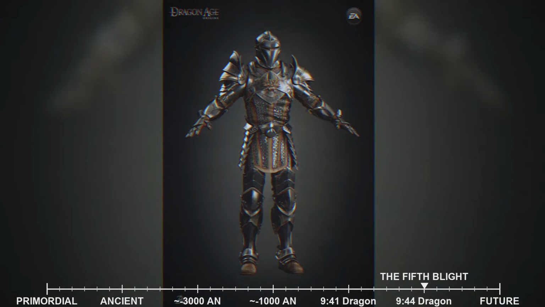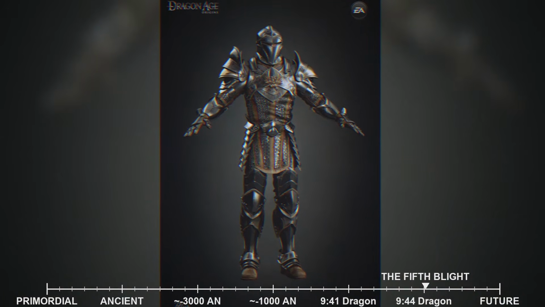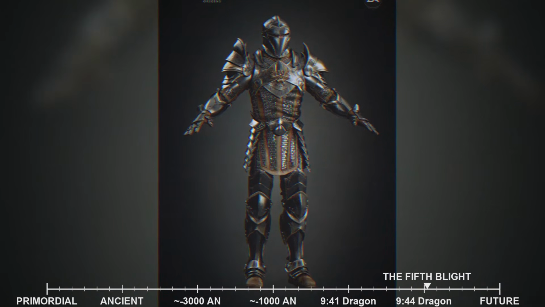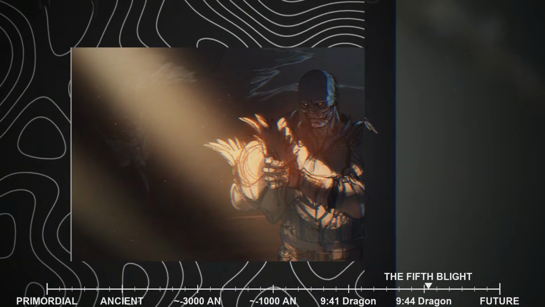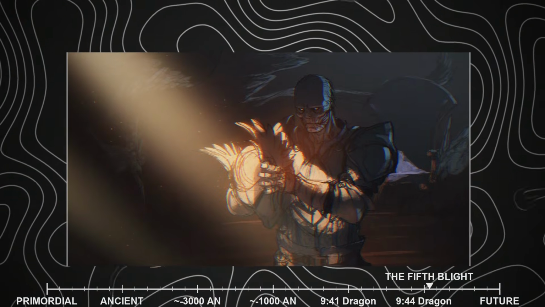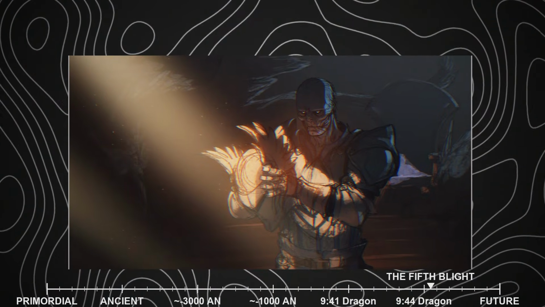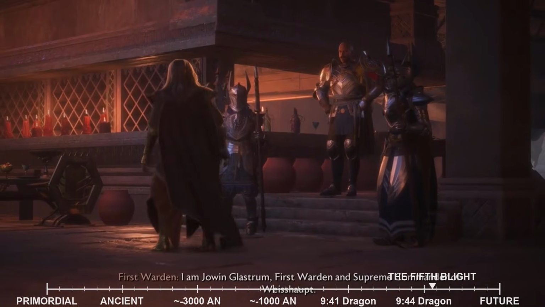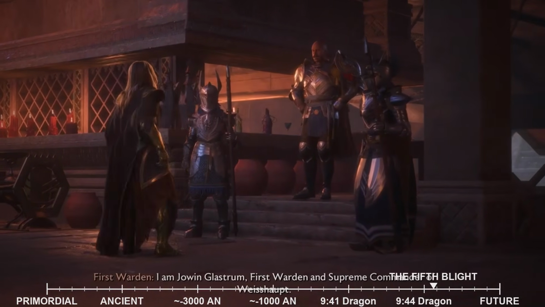The impact of the Fifth Blight and the Warden's pivotal role in its defeat would forever be etched into the annals of history, shaping the future of Thedas for generations to come. Following the defeat of the Archdemon Earthamiel and the end of the Fifth Blight, the land of Ferelden began its slow, arduous journey toward recovery. The Grey Wardens, though diminished, had once again proven their indispensable role in protecting Thedas.